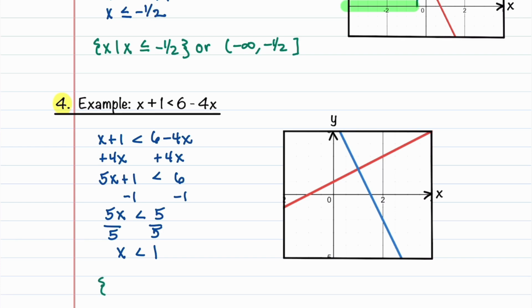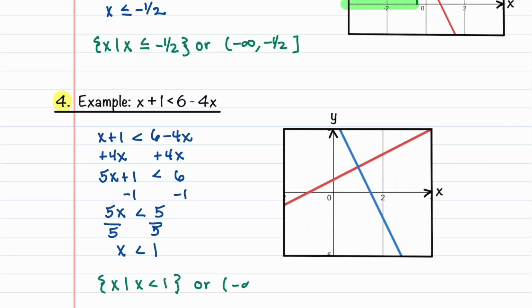Our solution then looks like this. We have x such that x is less than 1, or minus infinity, comma 1. Now let's go ahead and look at our graph. Our red line has a positive slope, so our red line is going to be this function. And then our blue line has a negative slope, so our blue line is going to be that function. So we want our red line to be less than our blue line, and that's going to happen in this region. Notice that that portion is less than that portion.